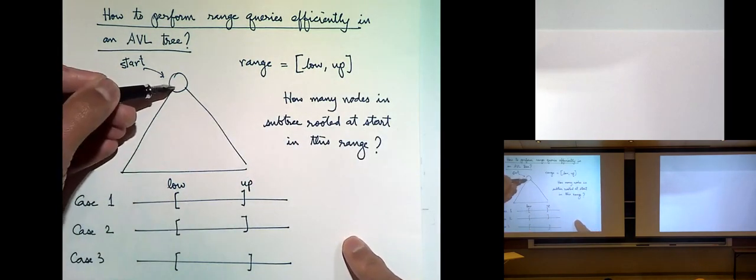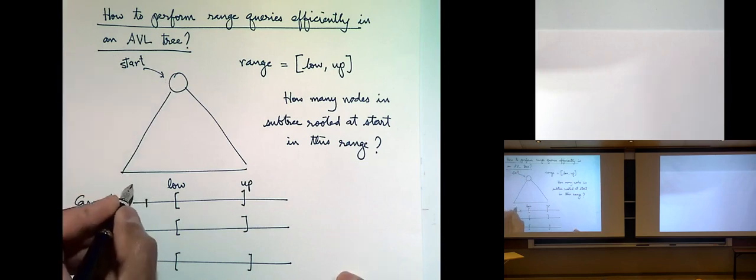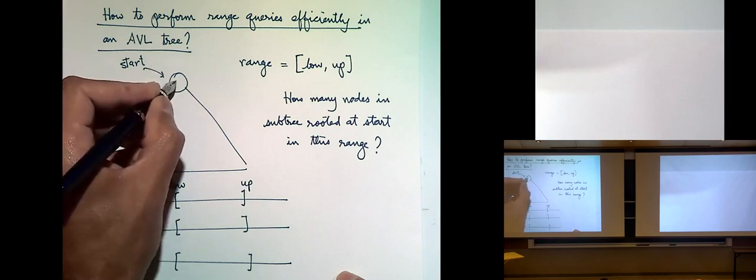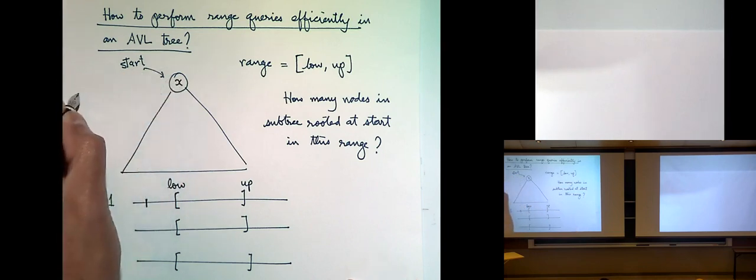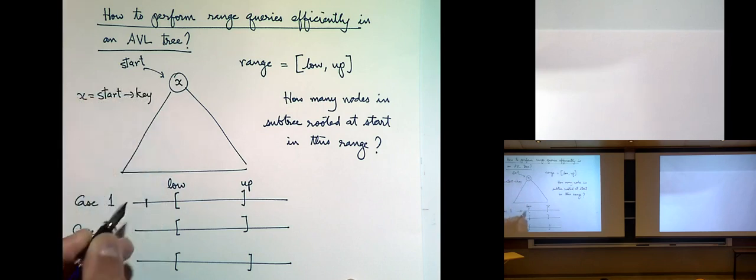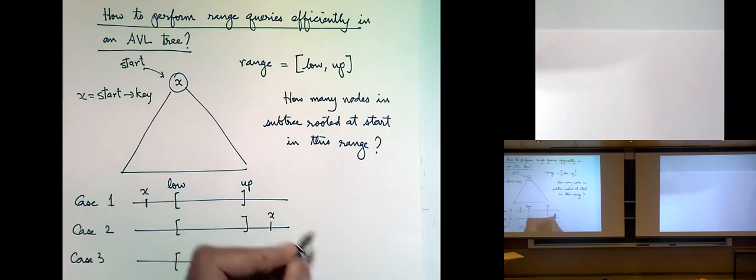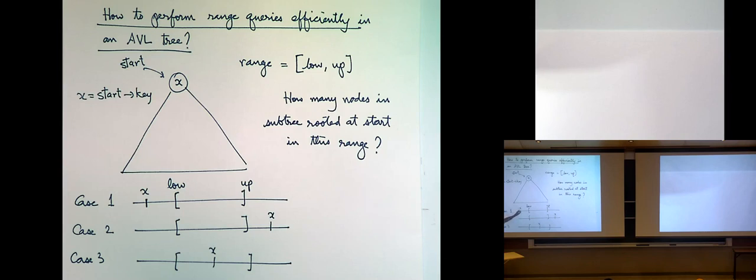So first you compare the key of start. I'm just going to call the key of start x. So I'm saying that x is equal to start arrow key so that I don't have to write start arrow key all the time. So x could be here, x could be here, or x could be here. Does this picture make sense? You're comparing the key at start to low and up. Is this making sense?